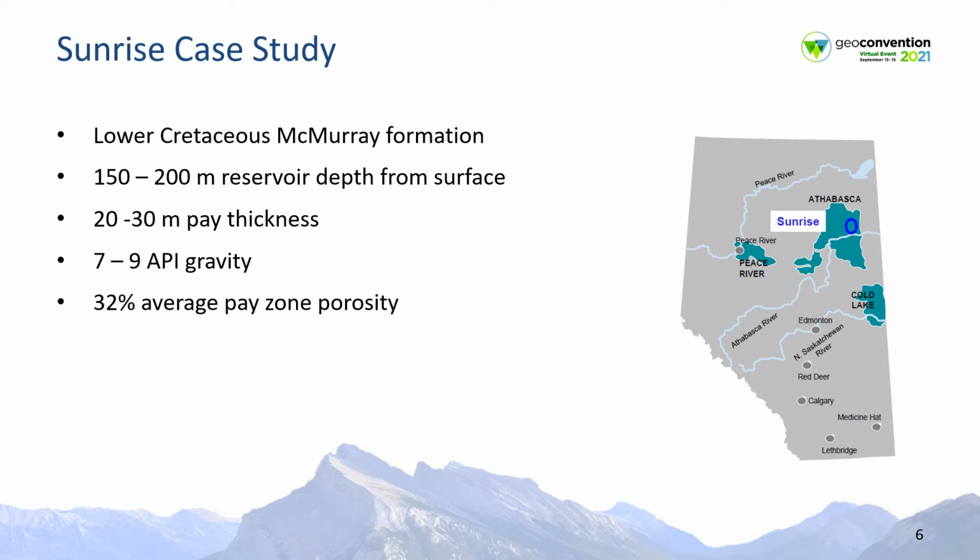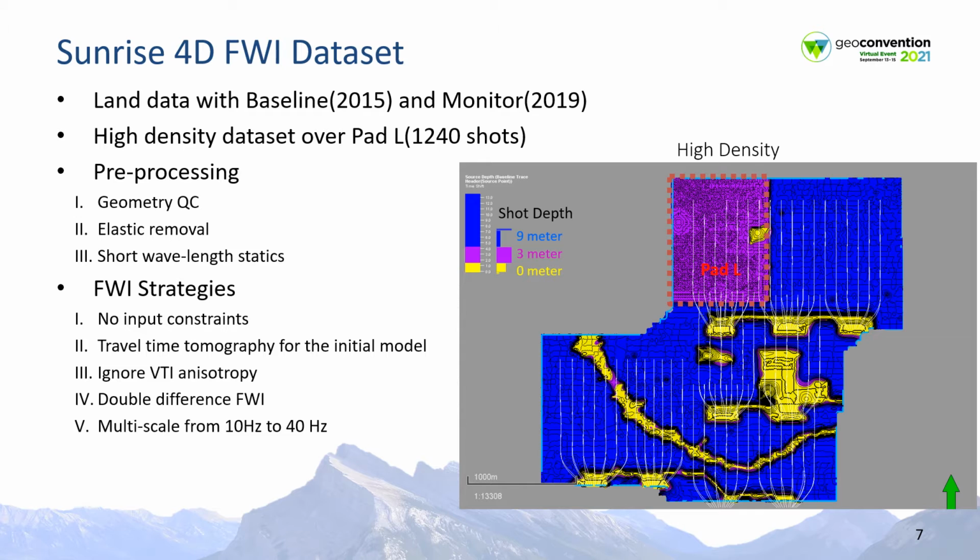We're now going to show results from a SAGD project in northeastern Alberta in the Athabasca oil sands area. The average reservoir properties of the Sunrise project are shown here. The Sunrise 4D was a challenging data set for the FWI project.